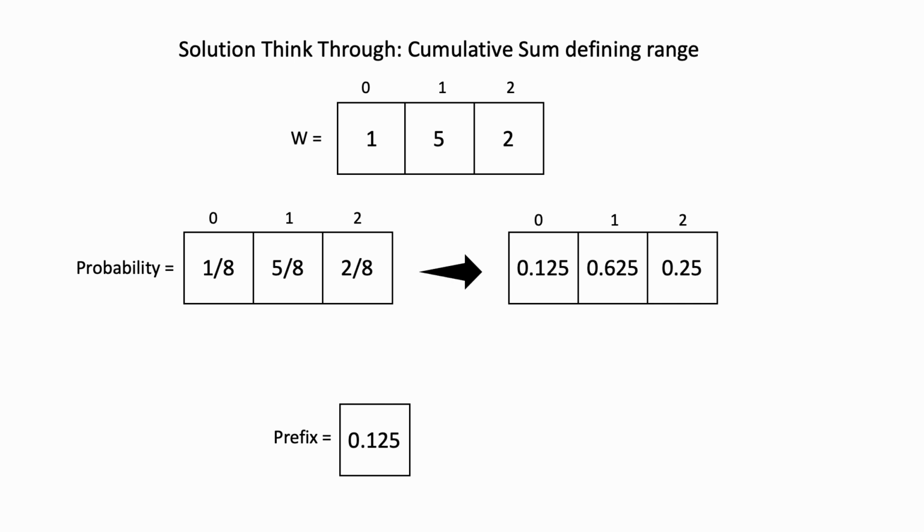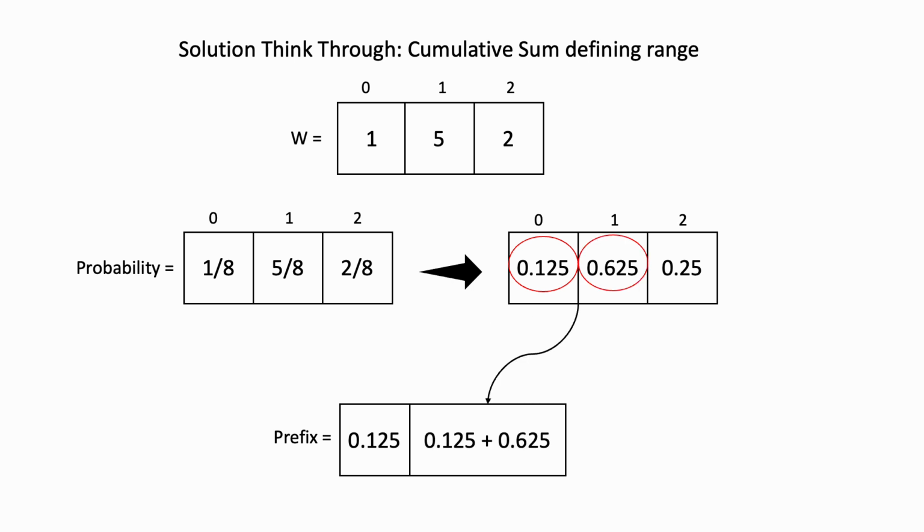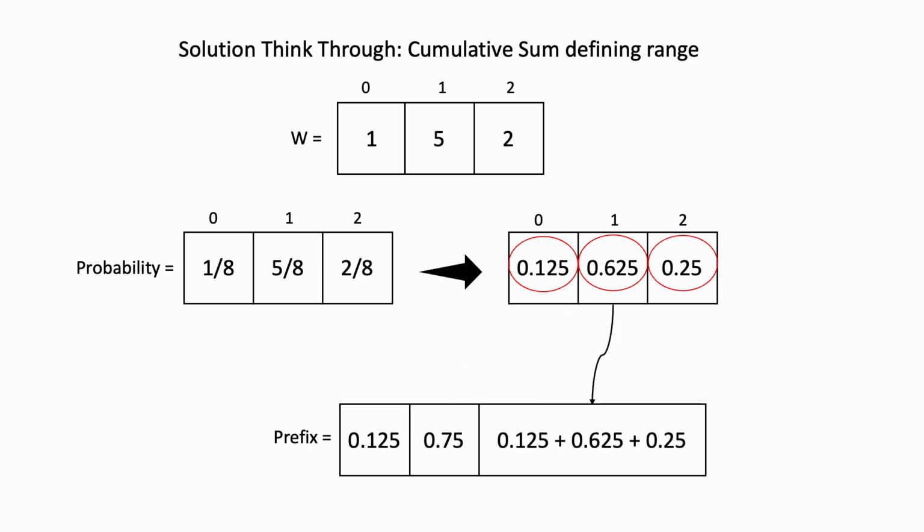The cumulative sum of the probability array till index 0 is 0.125, and we will append this to the prefix array. Similarly, the cumulative sum till index 1 will be appended to the prefix array, which will be 0.125 plus 0.625. So the number appended to the prefix array will be 0.75. Similarly, we will append the cumulative sum of the probability array till index 2 to the prefix array.